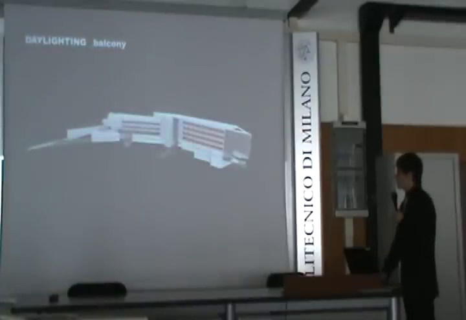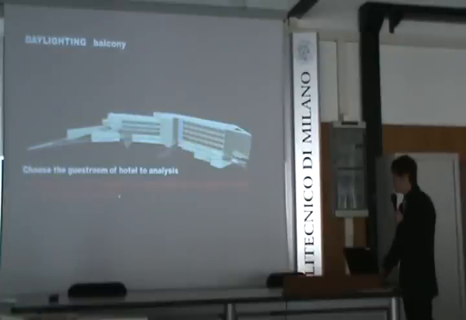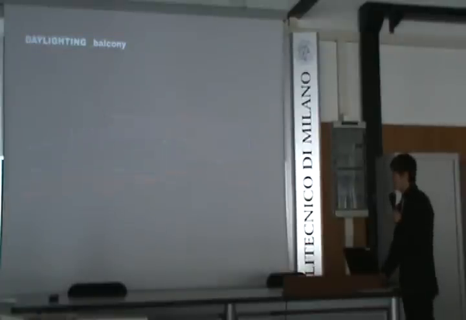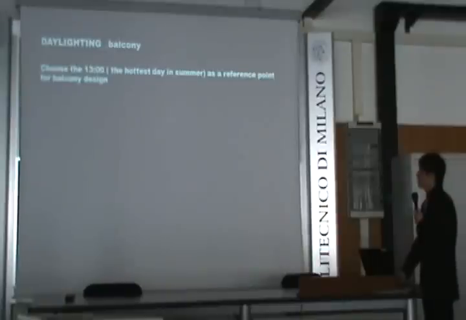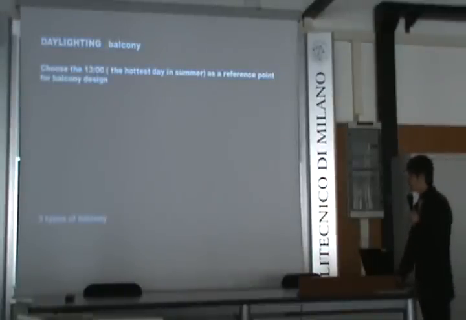The daylighting design of the balcony. I will choose the guest room space as the design example. The aim of the balcony design is to obtain natural light without solar radiation in summer. And then I will choose 1 p.m. on the hottest day in summer as a reference design point.